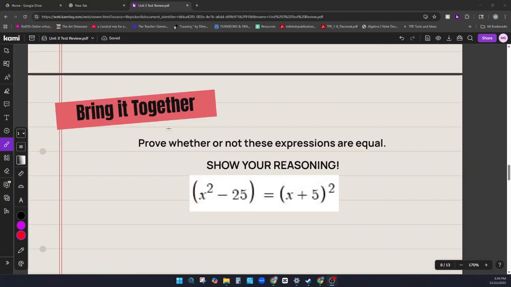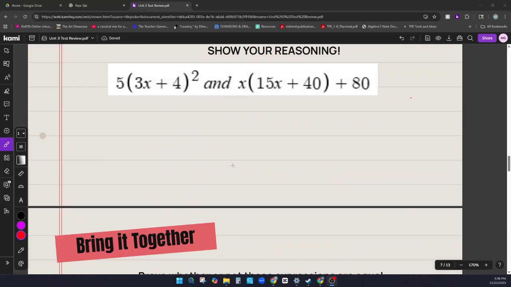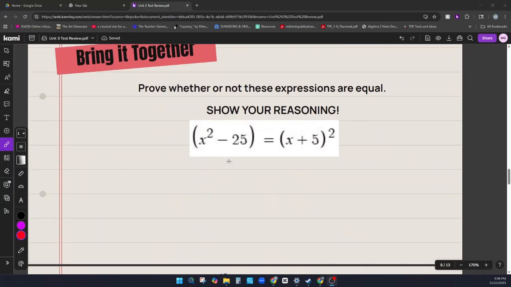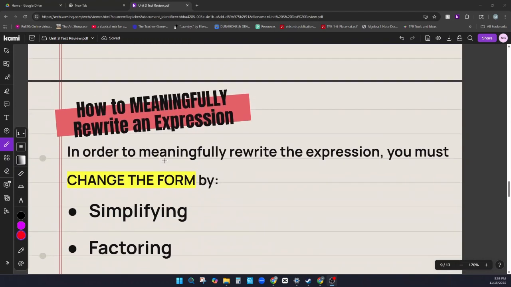All right, scrolling down to our next topic. This seems to be a repeat. Yeah, I just put the same question twice for some reason, so you could ignore that. But the next type of question that's going to be on your test is now we need to meaningfully rewrite an expression. So we've talked about what that means in class.